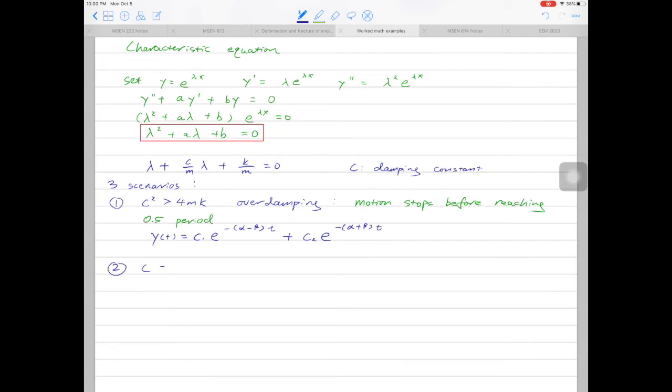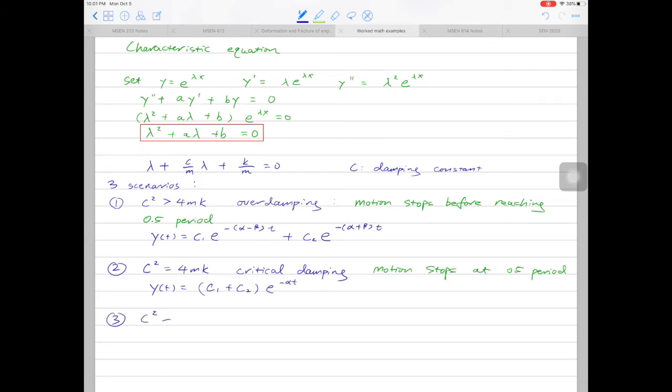In the second case, it's called critical damping. This is when c squared is equal to 4mk. The motion will stop exactly at half of the period. And again, this is the mathematical expression to describe the motion.